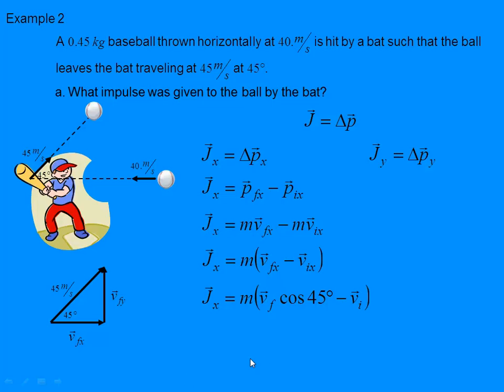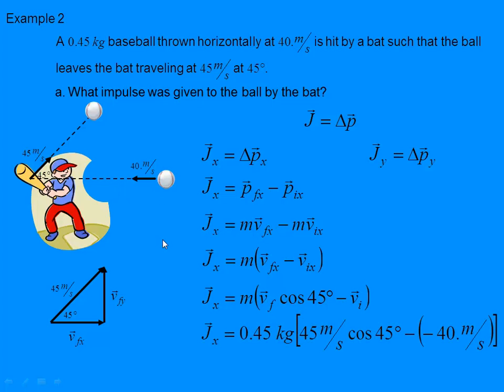So, hopefully you can see the trig here. The final x component is the final velocity cosine of 45 degrees. The initial momentum is all x, so we don't even have to put an x on it. And we could make these more complex, but it's a one-dimensional initial velocity, which is all x.